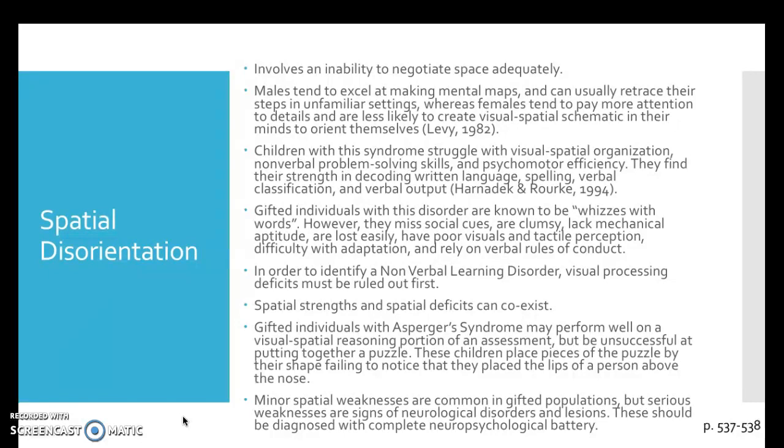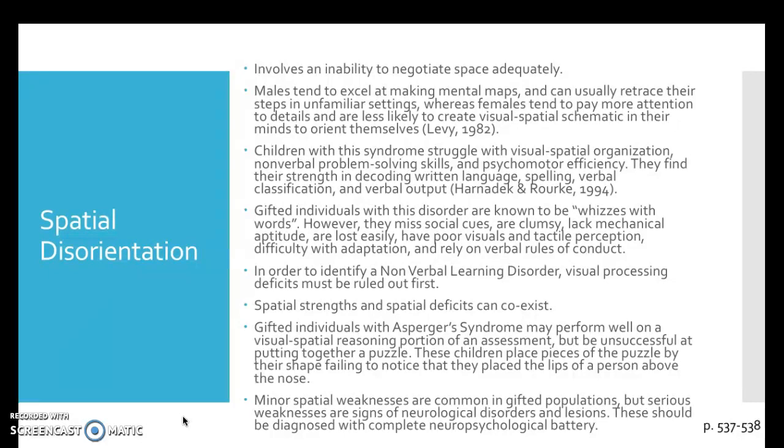Gifted individuals with this disorder are known to be whizzes with words. However, they miss social cues, are clumsy, lack mechanical aptitude, are lost easily, and have poor visual and tactile perceptions. They have difficulty with adaptation and rely on verbal rules of conduct. In order to identify a nonverbal learning disorder, visual processing deficits must be ruled out first. Spatial strengths and spatial deficits can coexist.